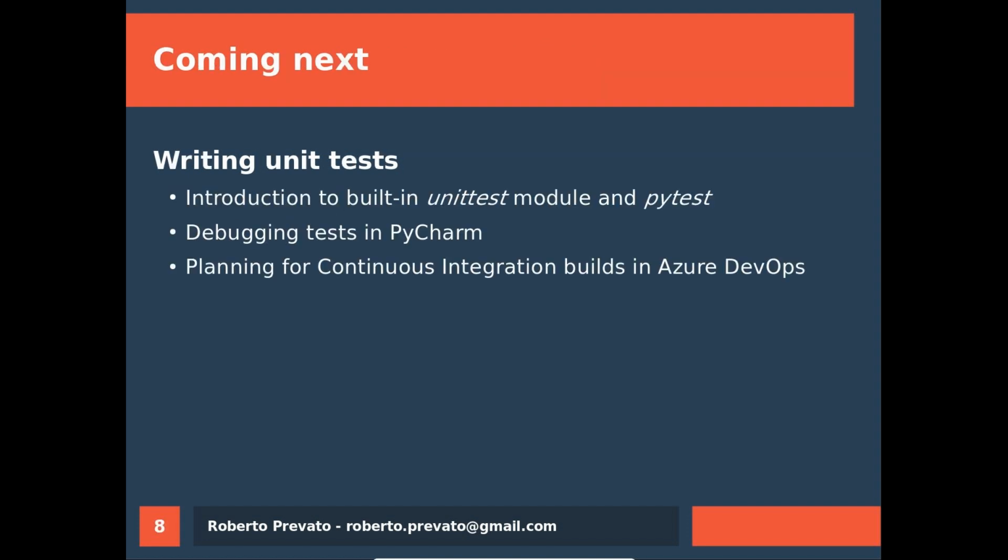I will show how to use the built-in unittest module and how to use the PyTest framework, which offers more functionalities. I will show how to debug tests in PyCharm and how to use test discovery so that we can write a script to execute the tests that we can reuse in continuous integration builds in Azure DevOps.